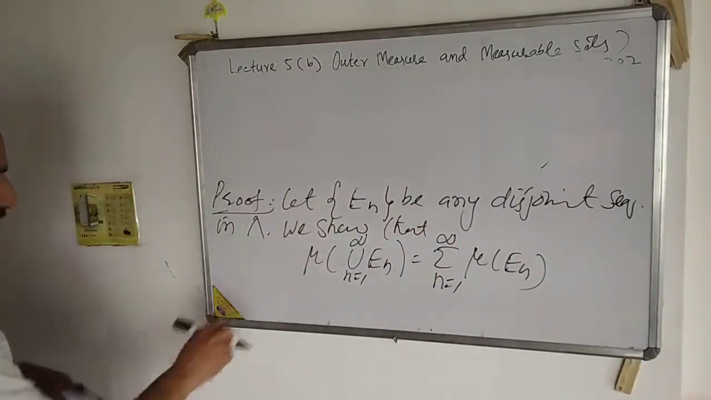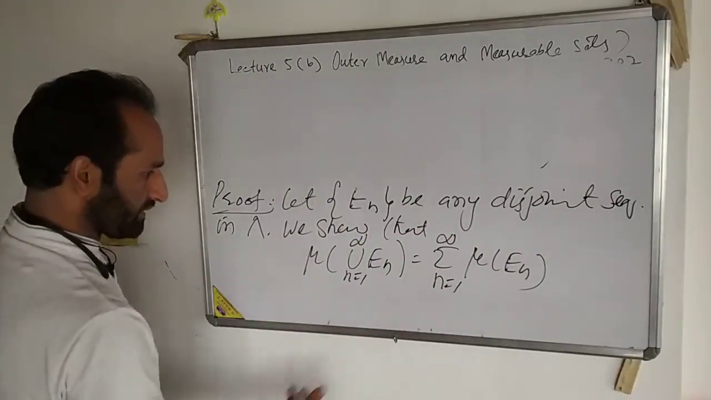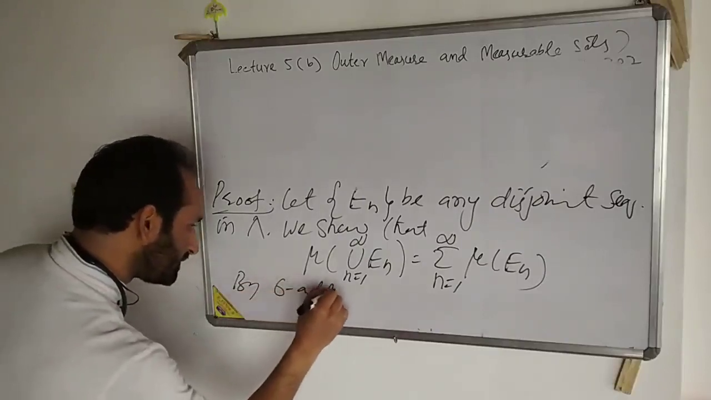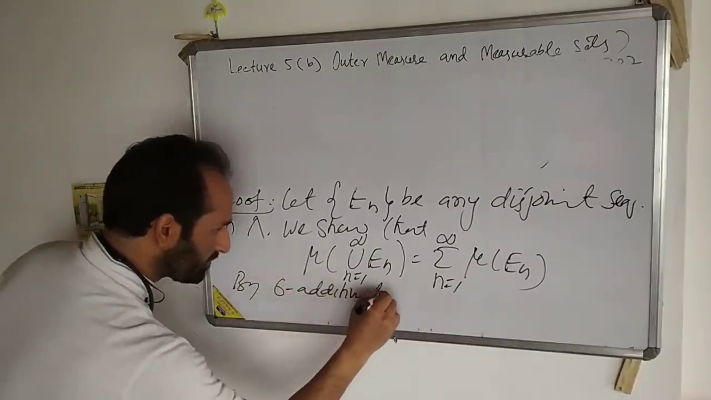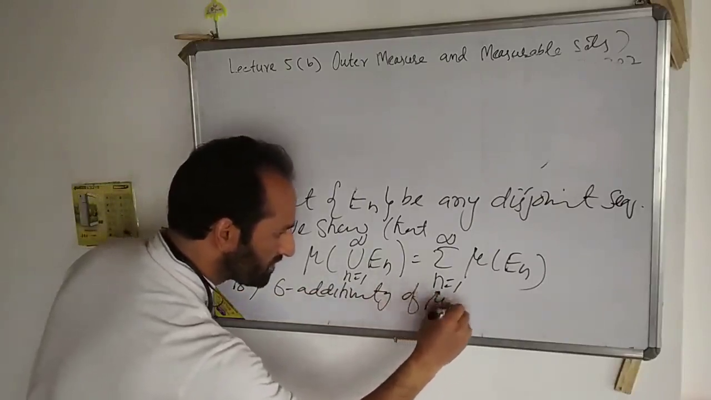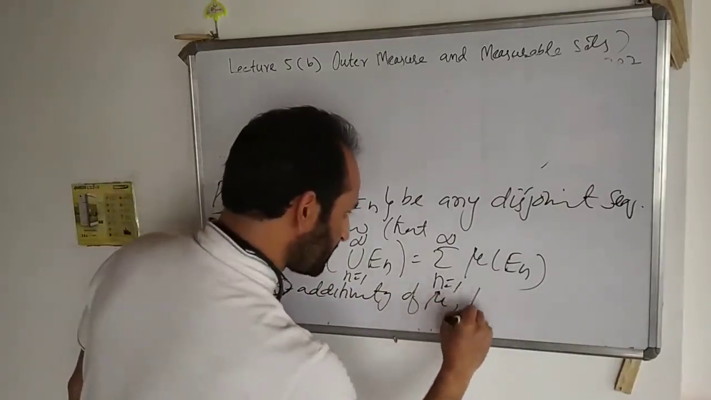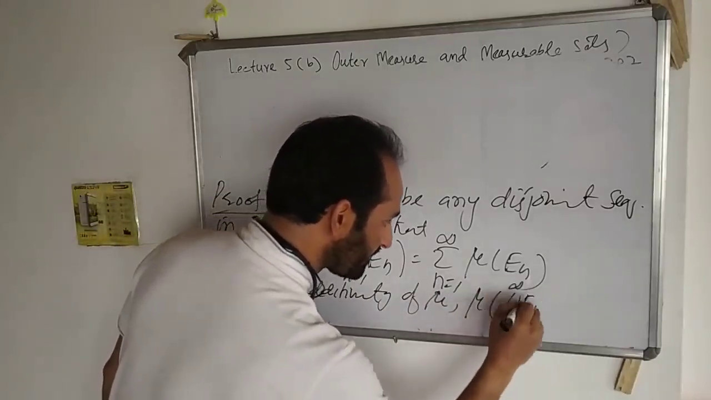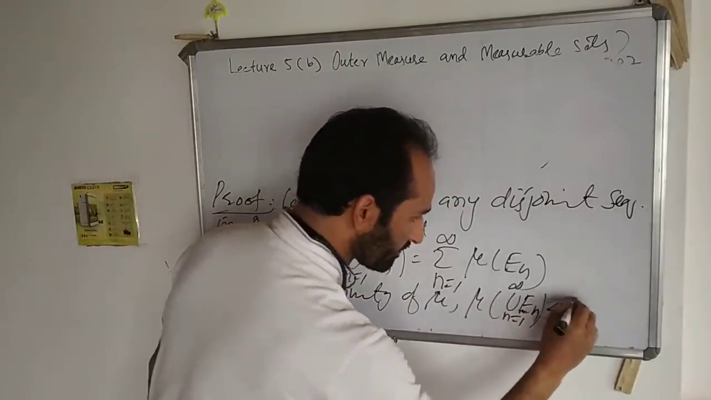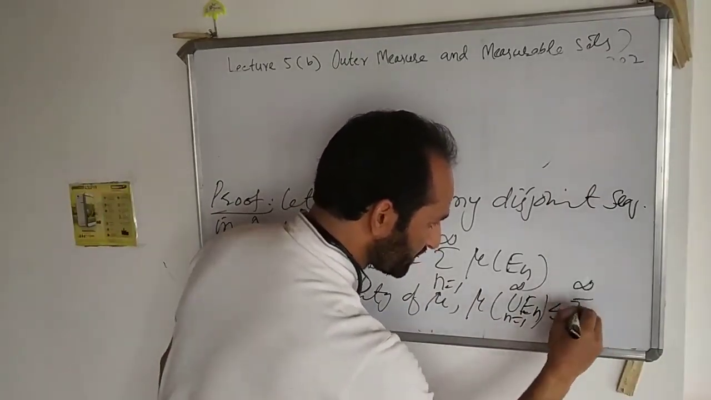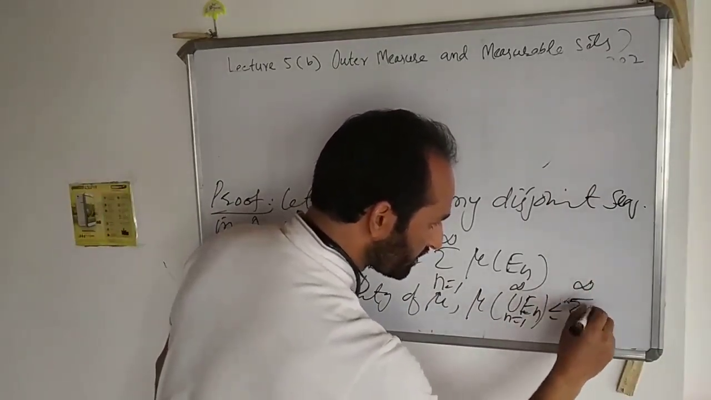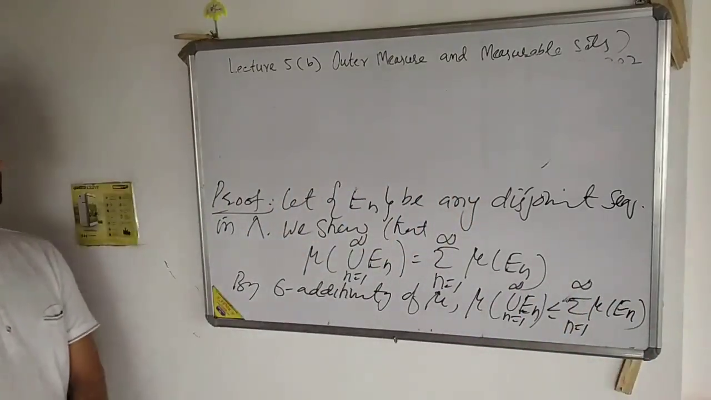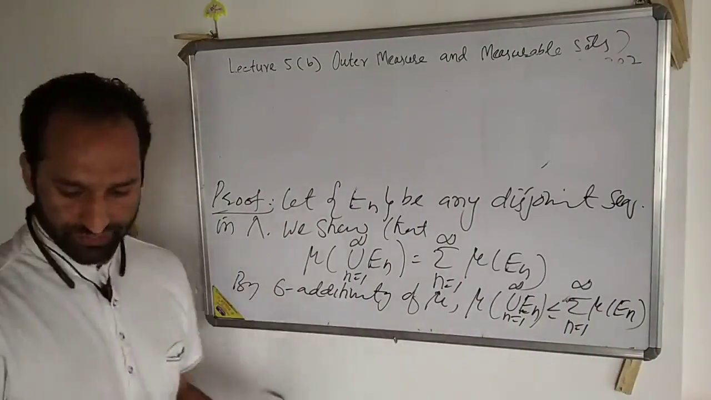So one inequality is trivial by sigma subadditivity of mu, because mu is an outer measure. We have this mu of the union of En, n runs from 1 to infinity, is always less or equal to the summation of mu of En, by definition of outer measure. So now we prove the reverse inequality.